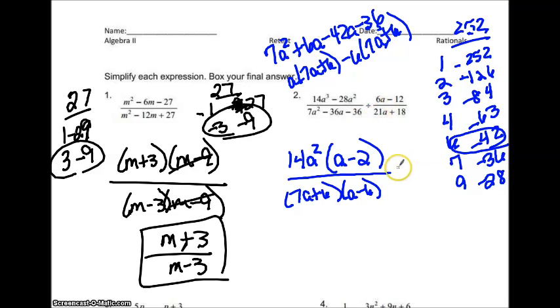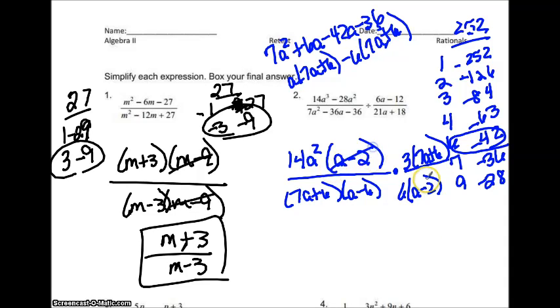This was a divide, so I'm going to change that to multiplication. I'm going to flip the second one. So 6a minus 12 actually goes to the bottom. When I do that, I'm going to pull out a 6, and it leaves me a minus 2. 21a plus 18 goes to the top. I'm going to pull out a 3. It leaves me 7a plus 6.